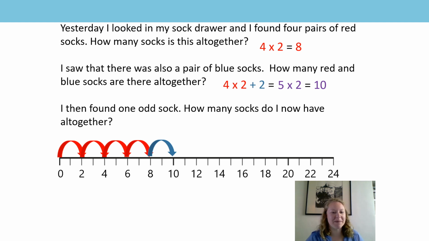Oh, we've got a bit of a tricky bit now. Ready? Then I found 1 odd sock. How many socks do I now have all together? So are we adding another pair? We're not adding a group of 2. What are we adding? Just 1 little lonely sock. So that is going to be our 5 lots of 2, 5 pairs of socks, plus just 1 little poor sock on its own, which is equal to 11. Good, well done everyone.